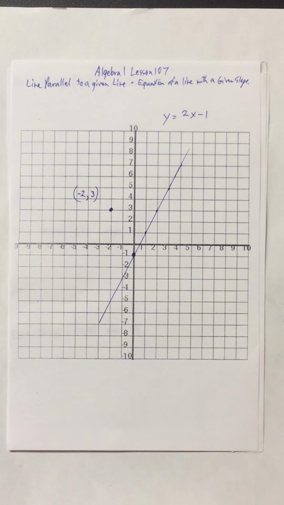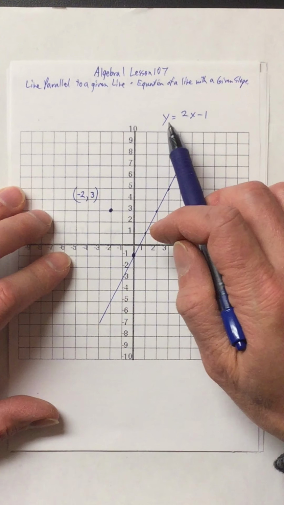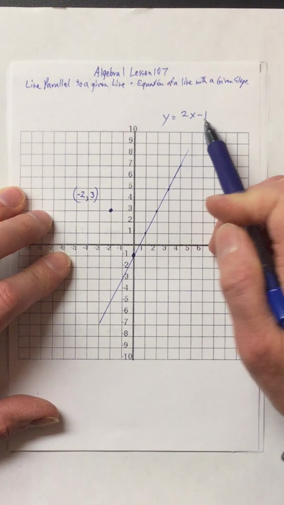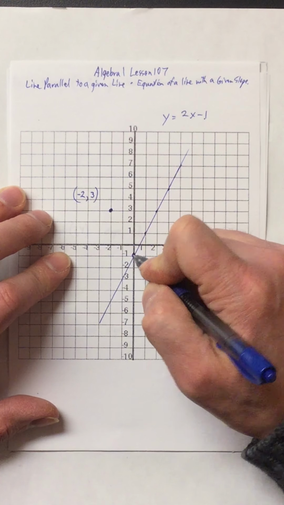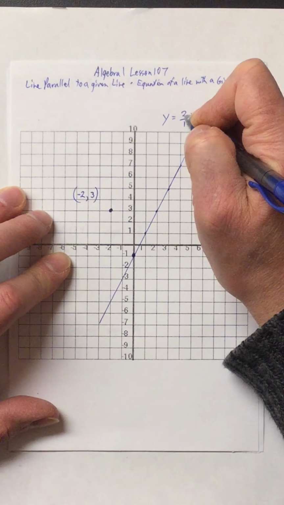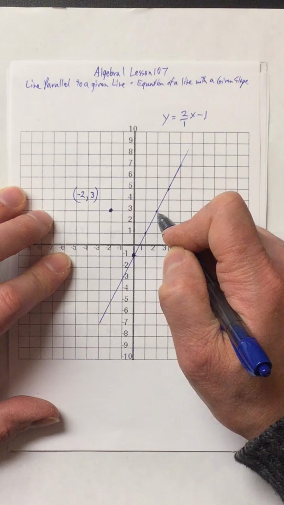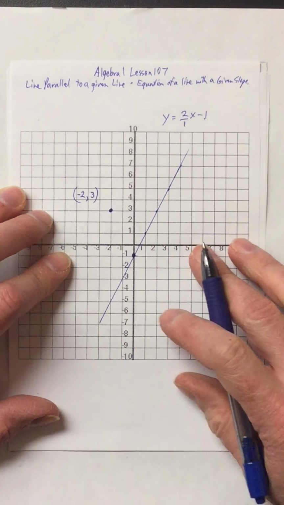So first of all, we start out with looking at y equals 2x minus 1. If we were to graph that, here's our negative 1 as our intercept right here, with a slope of a rise of 2 and a run of 1. So run of 1, rise of 2, run of 1, rise of 2. There we go. And so we've graphed that line here.